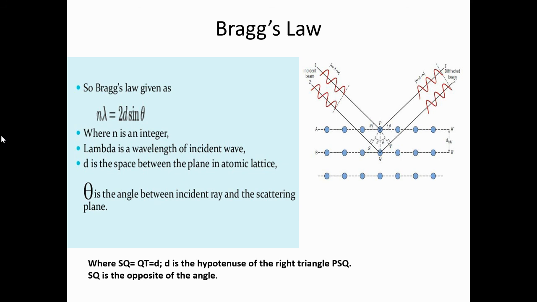That means when the incident beam has the same angle of incidence and reflection, the path difference will be equal to an integer number of wavelengths, and this phenomenon is called constructive interference.